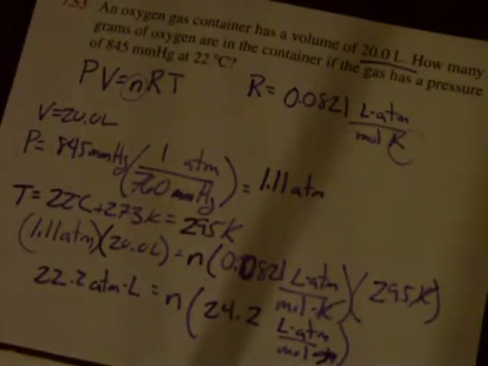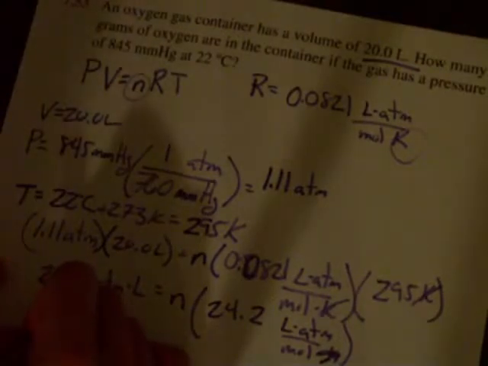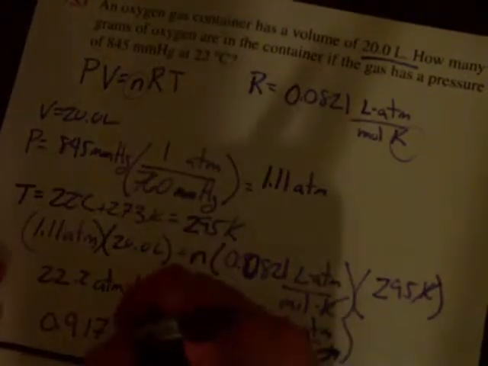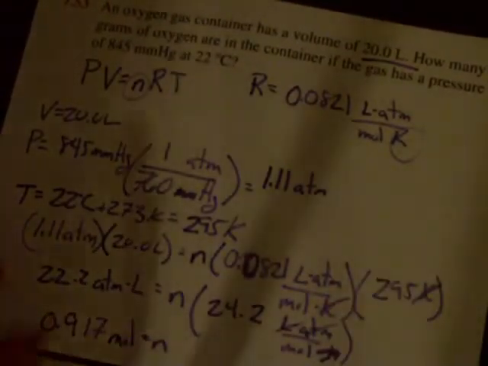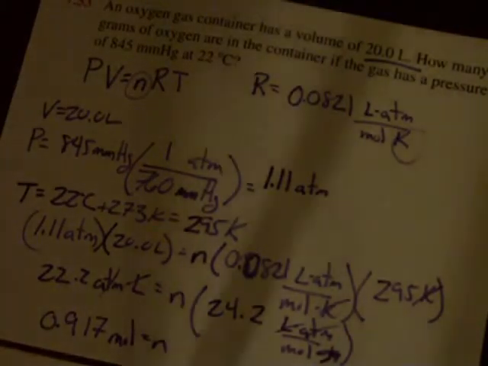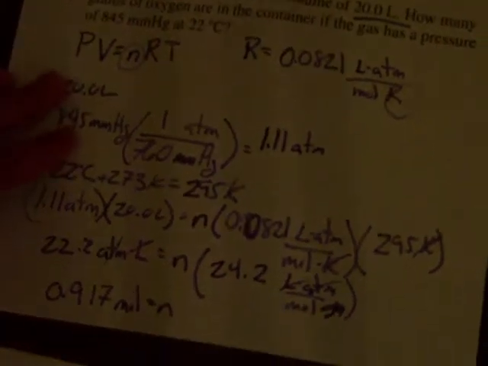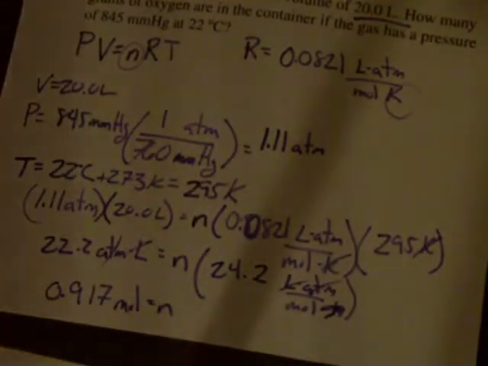Alright, now divide 22.2 by 24.2, and we get 0.917 moles is equal to N. Liters and atmospheres cancel out. And, of course, we're not done. Now we need to convert the moles to mass.